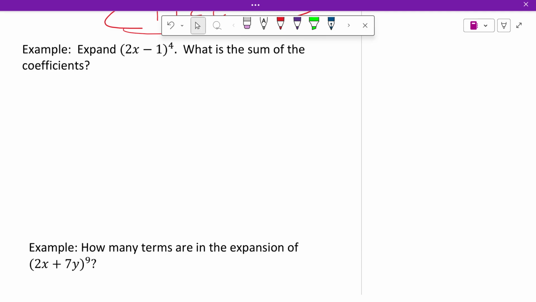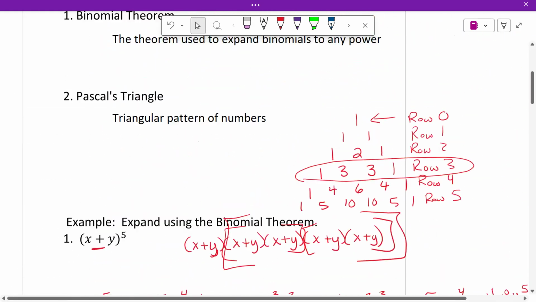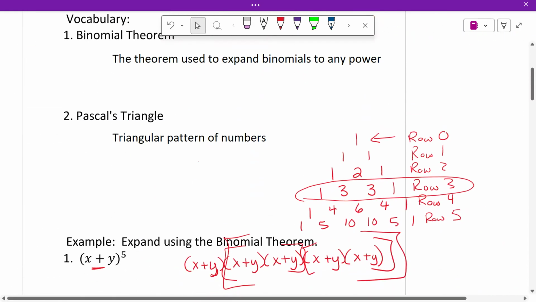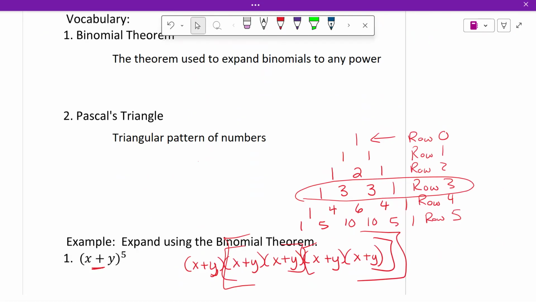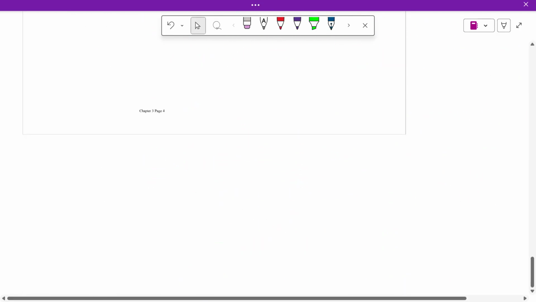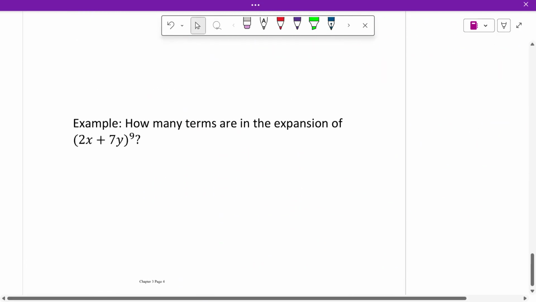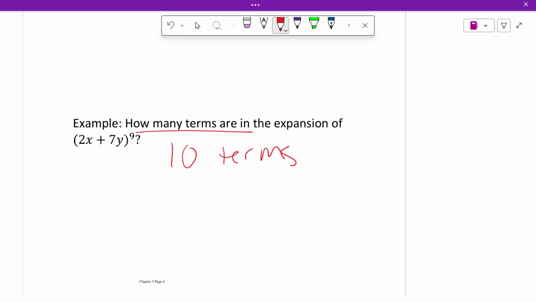Okay? Well, this one, let's look at this one really quick. How many terms are there? Well, when we do Pascal's triangle, for each row that I have, row 0 has 1 term, row 1 has 2 terms, row 2 has 3 terms, row 3 has 4 terms. So, if I have the ninth power, I have how many terms? 10 terms. That'll be the easiest question on the quiz. Okay? If I ask you how many terms there are, it's always one more than the power.